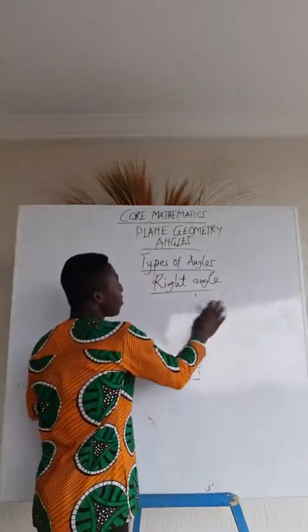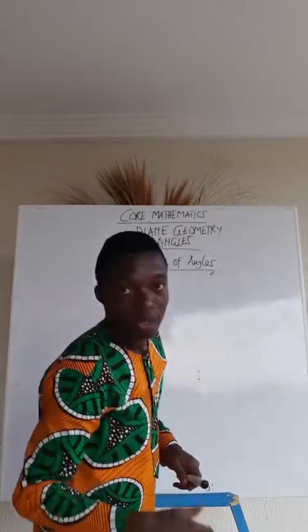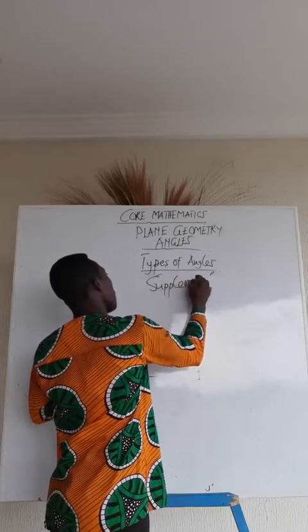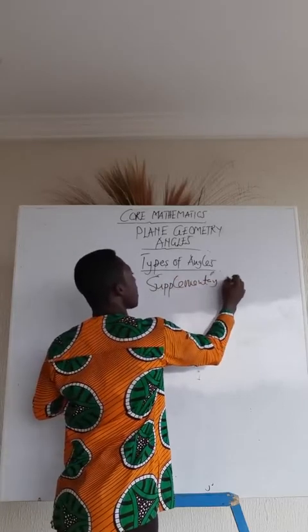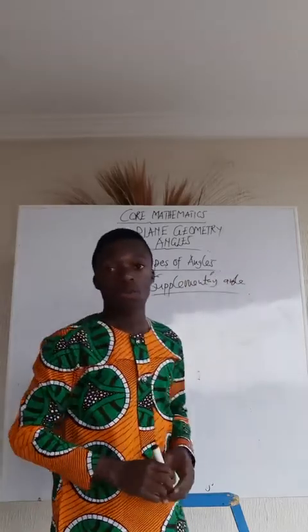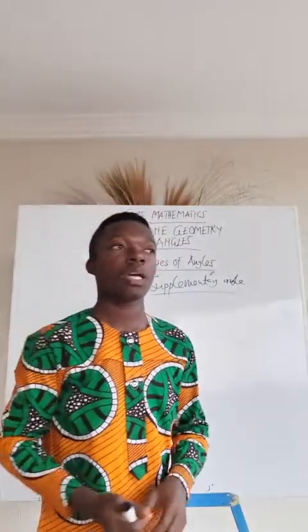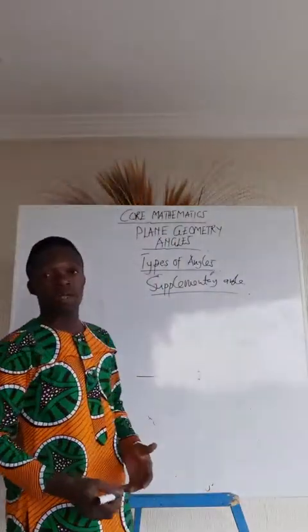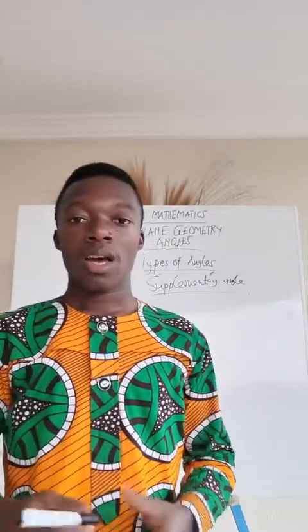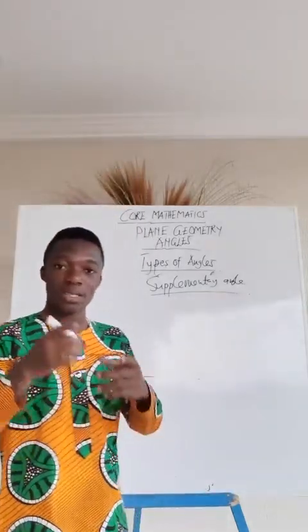So the next section that we are dealing with is what we call a supplementary angle, or angles. We are saying that supplementary angles also have another name called angles on a straight line. So there are those angles that their summation will give you 180 degrees. These are angles in which when you sum them, you are going to get 180 degrees.